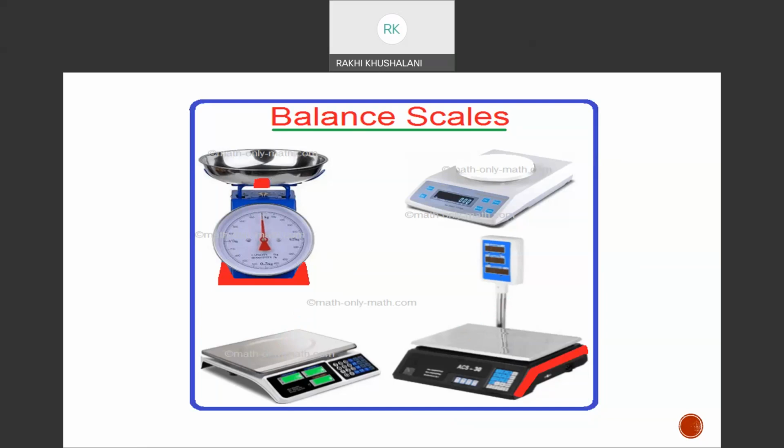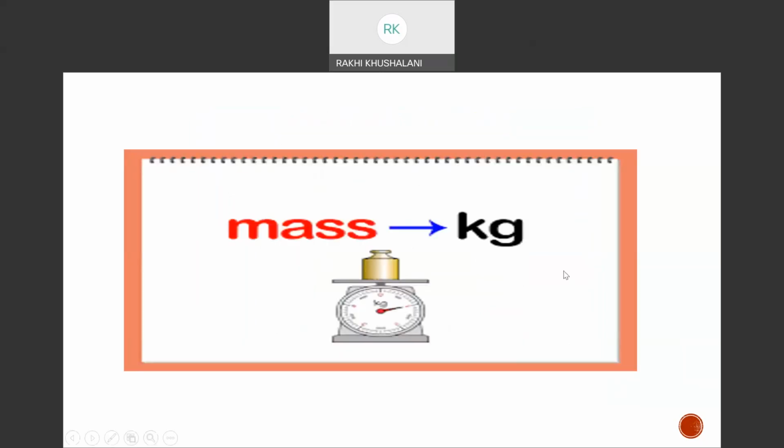Now I can stand on this machine. In school, you must have seen this machine where you stand and your weight is checked, right? So you also have some matter in your body, and that matter is to be weighed. So mass is weighed in kg. ओके, जो हैवी थिंग्स हैं उसको हम लोग केजी में वे करते हैं. And of course there are other units of weighing.